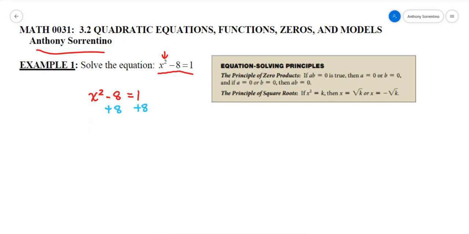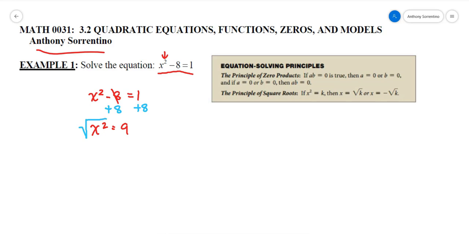And so as a result, I'm going to have x squared. These would cancel, leaving me with 9. X is still not alone on the left-hand side because that square is attached to it. So I have to think, well, what do I need to do to get rid of a square? Well, the opposite of squaring is square rooting.